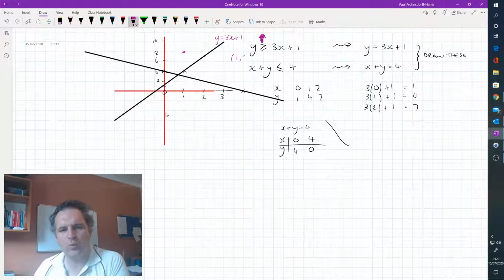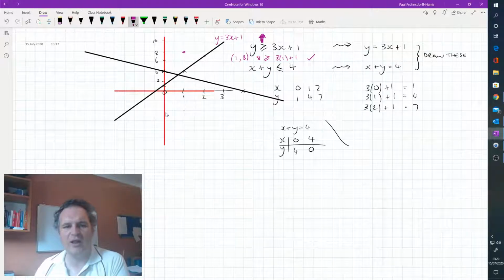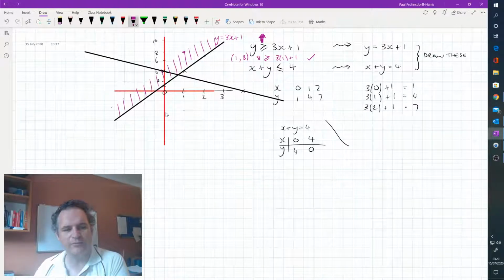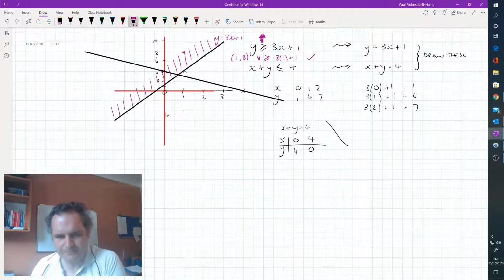At the coordinate 1, 8, is it true that 8 is bigger than 3 times 1 plus 1? 3 times 1 is 3, plus 1 is 4. Yes, that's true. Therefore, we want that side of the line. And that's a good way of doing it. Choose a random point and say, is it true or is it false? If it's true, we want that side.